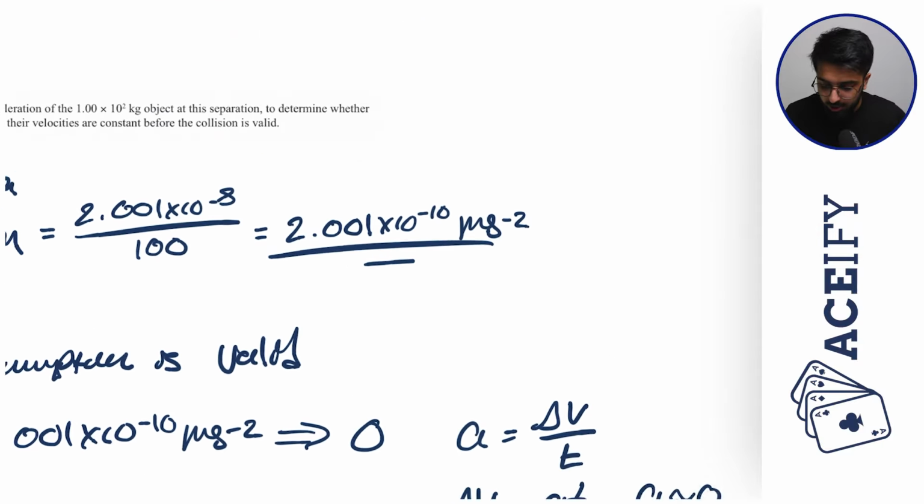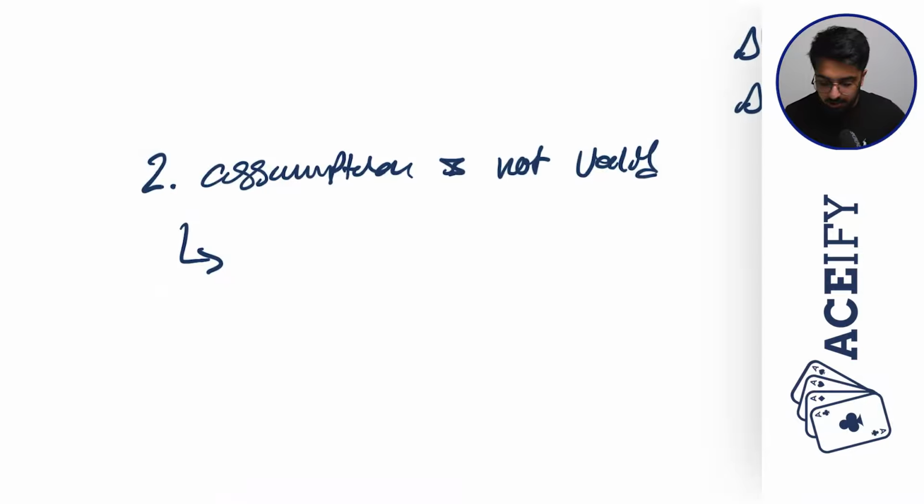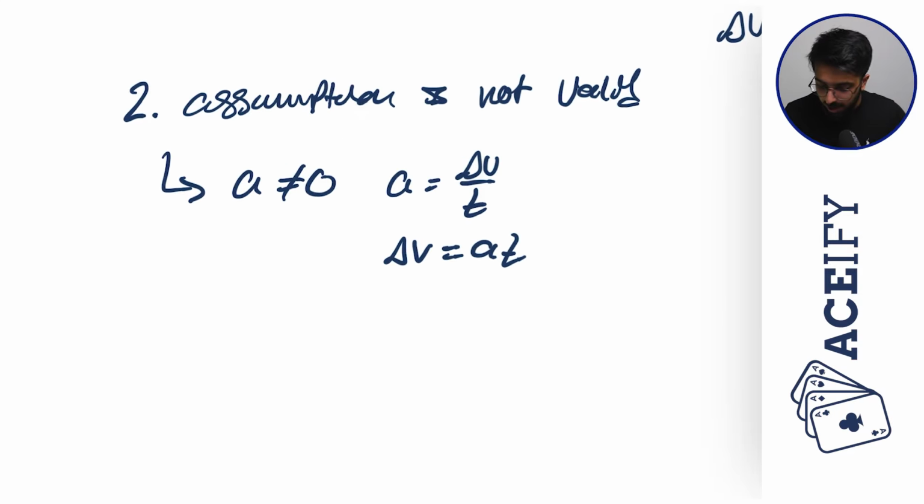This is because we can argue that there is an acceleration. Even if the acceleration is very, very small, there is still an acceleration, and so we can say that the assumption is invalid because the acceleration is not 0. Acceleration is the change in velocity over time, and the change in velocity is the acceleration times time, as the acceleration is not 0.